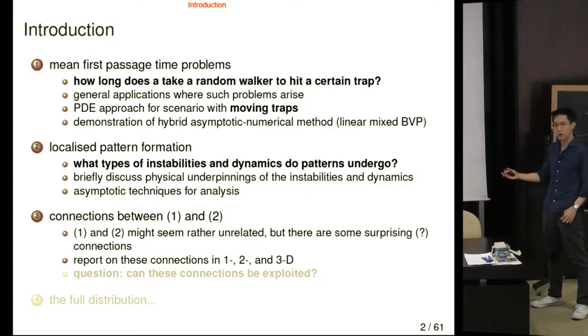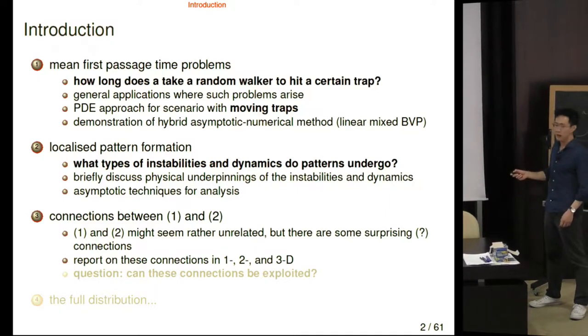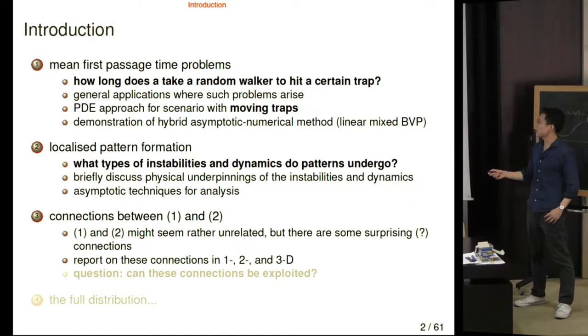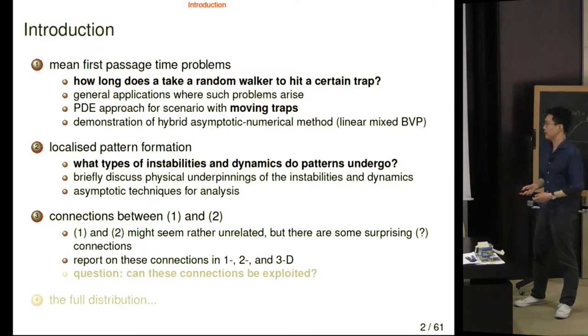I'm going to give an example in each of these dimensions of how these two problems are intimately related. Projecting forward a little bit, where my mind is at is: we saw that even when the traps were stationary, the optimization problem was not easy, and with moving traps it's even harder. So if there's a connection between these two, wouldn't it be nice if we could use the results here, which are not so difficult, to say something about the very difficult problem here? That's where this is going.